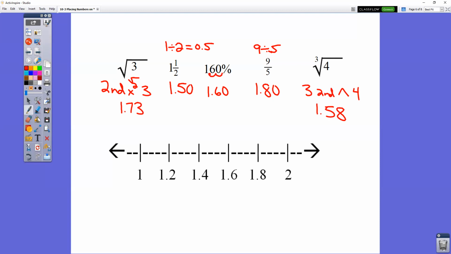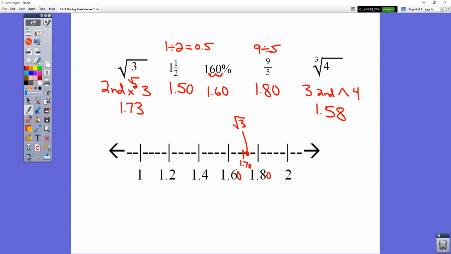So 1.73. 1.7 is halfway in between 1.6 and 1.8. So that's where 1.7 would be. 1.73 is just to the right of that one. 1.75 would be right in the middle of them, so it's right there. And again, when you label it, we're going to label it with the original number.